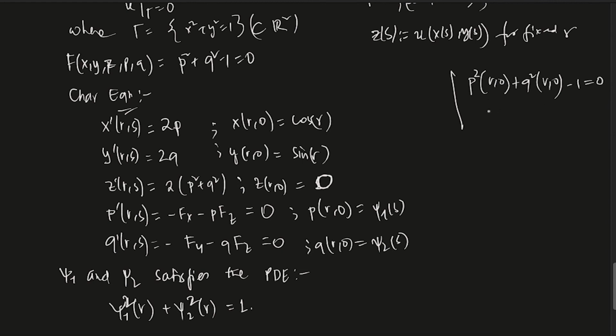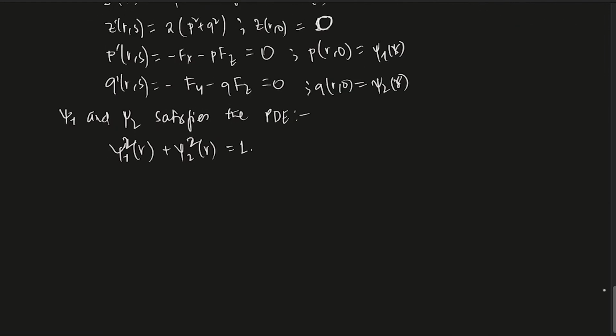P at the point r0 is psi 1. See, this is psi 1 of r. It should not be s, it is r, sorry. S is 0. It is just a function of r. So this is psi 1 of r square plus psi 2 square of r, right, equals 1. That is why I am getting this relation.